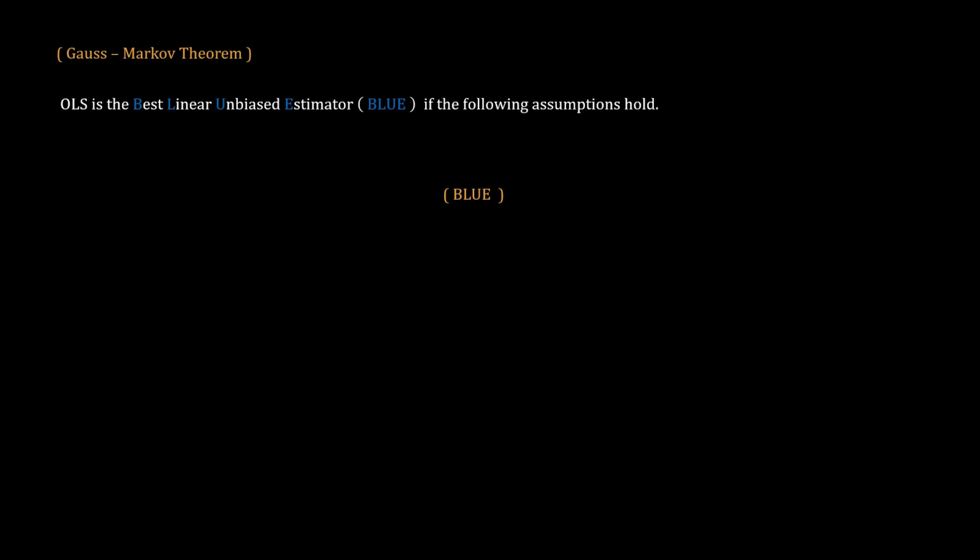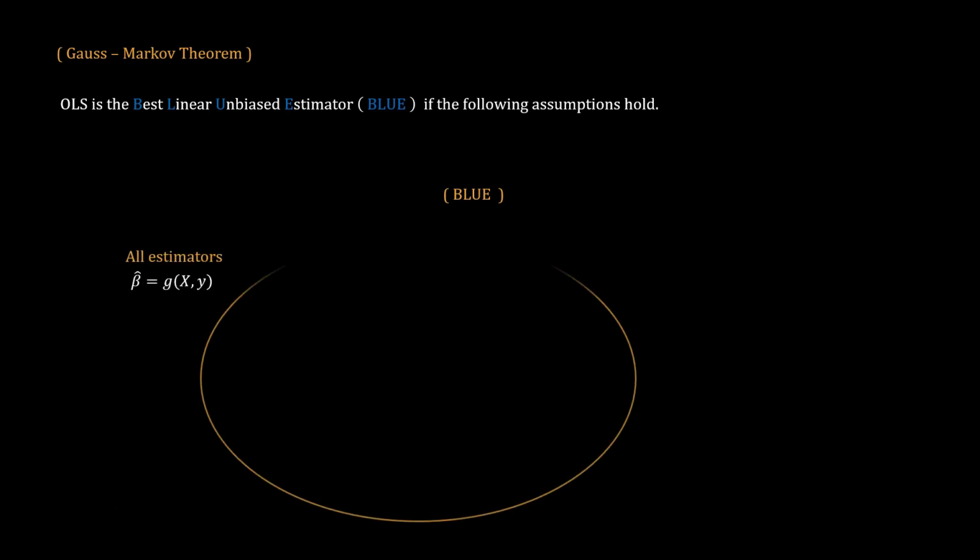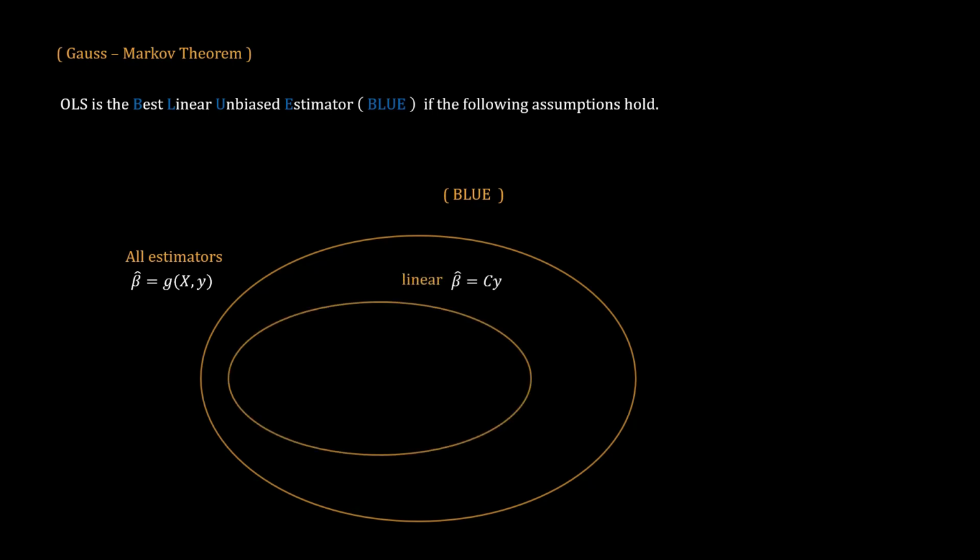Now, what does BLUE mean? We have to read it in a slightly different way. Consider the universe of all estimators, which can take the data x and y and spit out the parameter estimates. Within the universe of all estimators, consider the class of linear estimators, which are linear with respect to the observation y. Recall that OLS is a linear estimator. Within the class of linear estimators, consider only those which are unbiased.